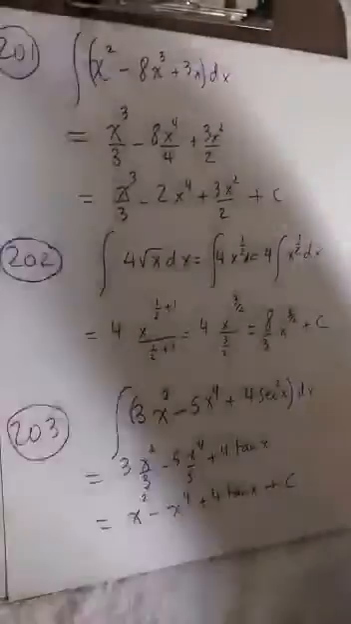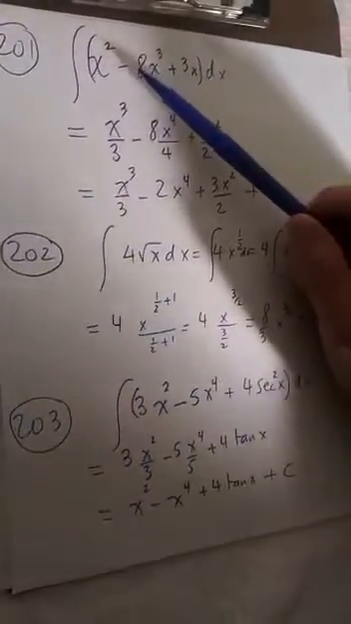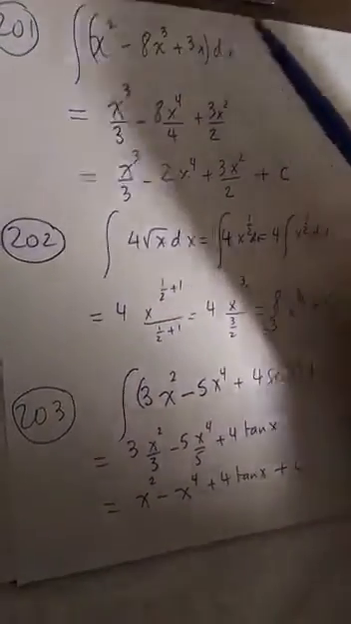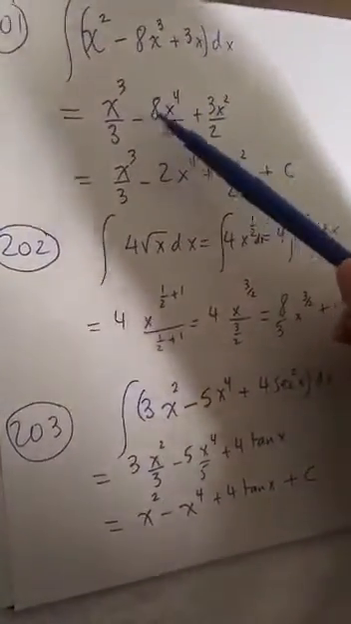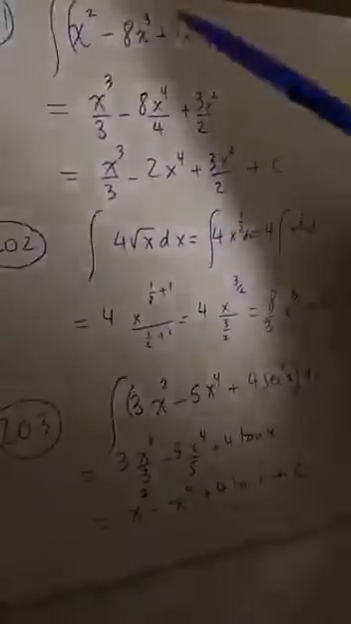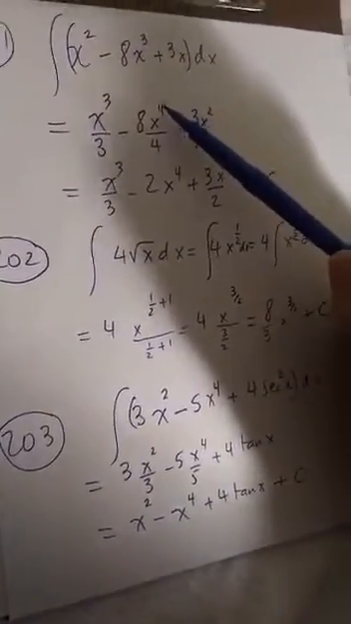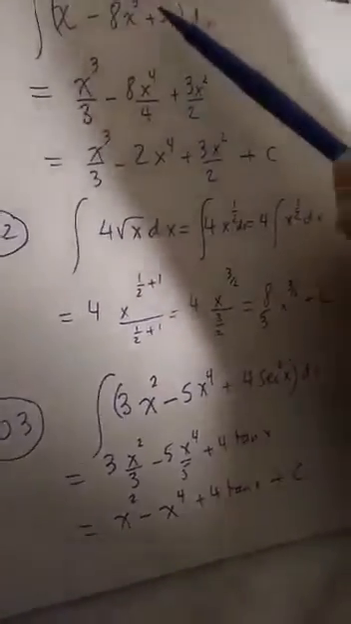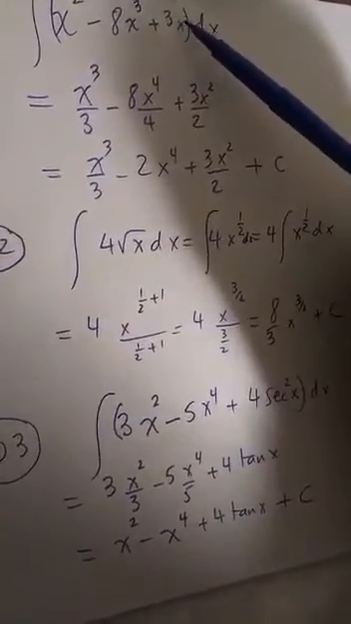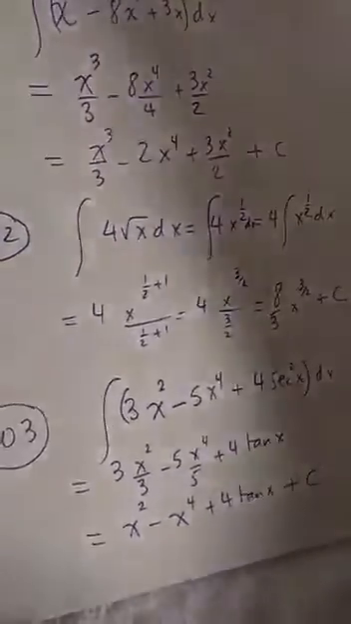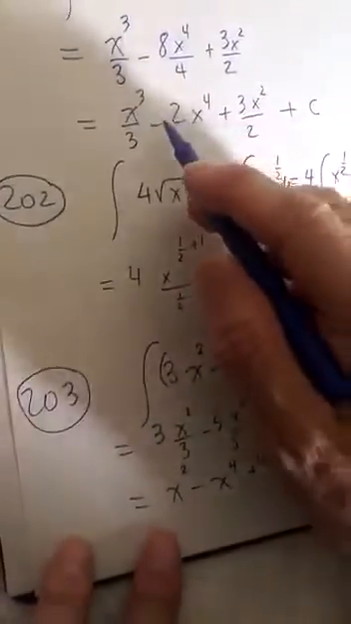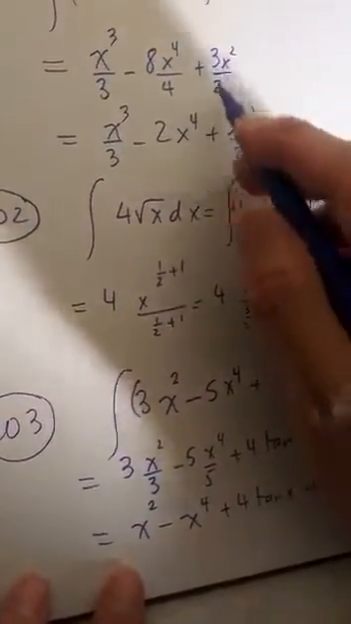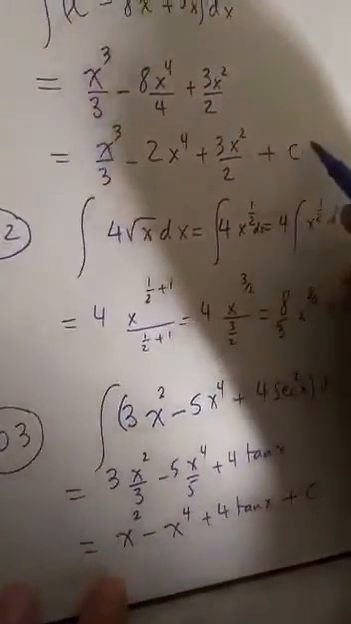In the first example, you are integrating x squared minus 8x cubed plus 3x. So you integrate each term separately. X squared, add 1 to 2, so that will be x cubed over 3 minus, take the 8 out. For x cubed, the integral is x to the 4th over 4 plus 3. And then the integral of x is x squared over 2. Okay, x cubed over 3 minus 8 over 4 is 2x to the 4th plus 3 halves of x squared plus c at the end.